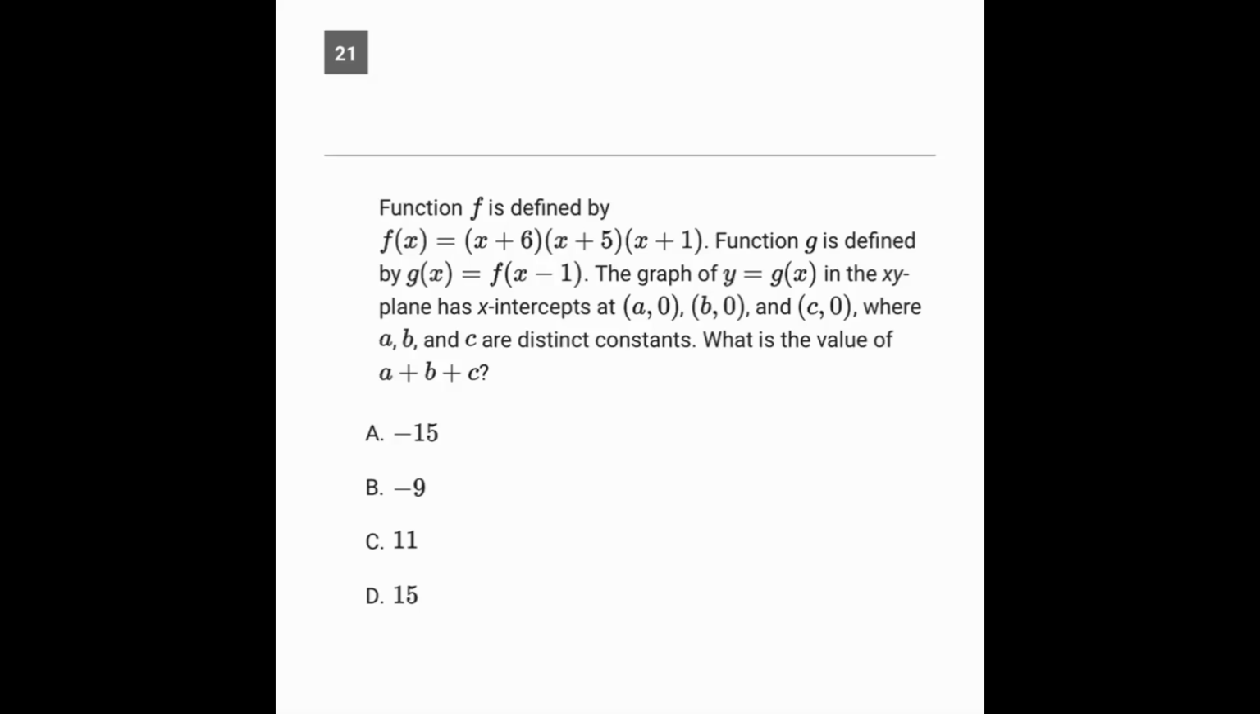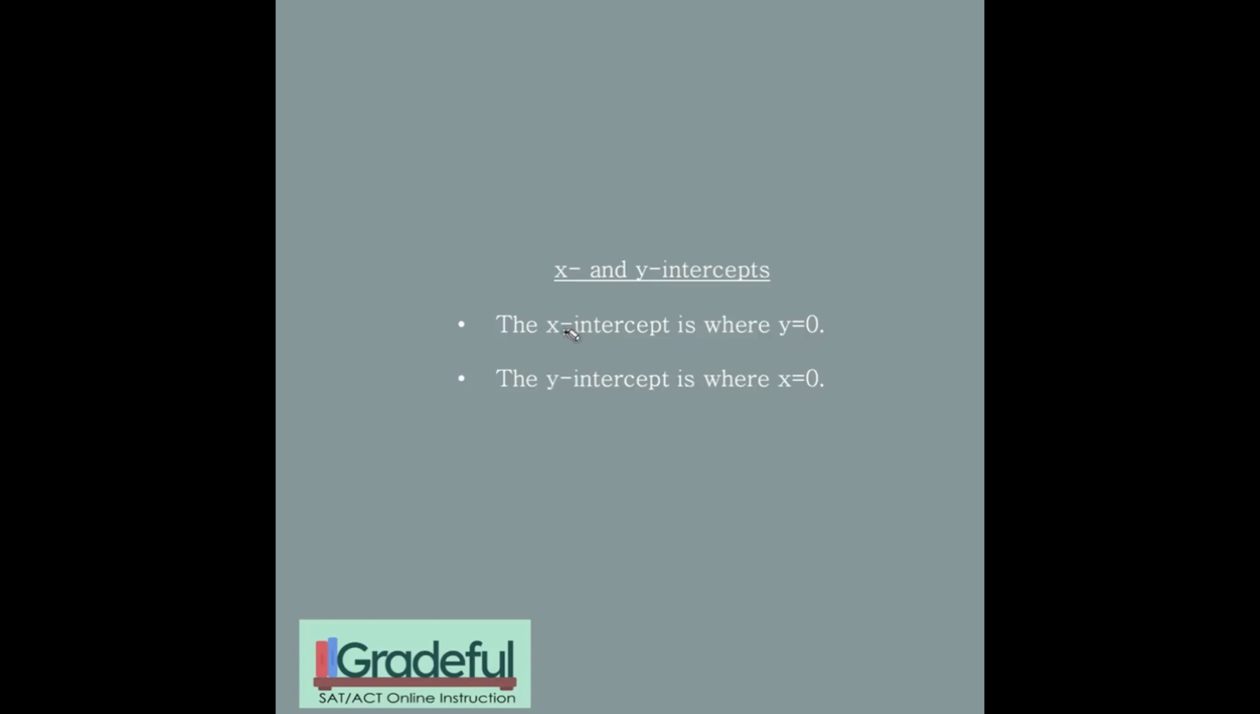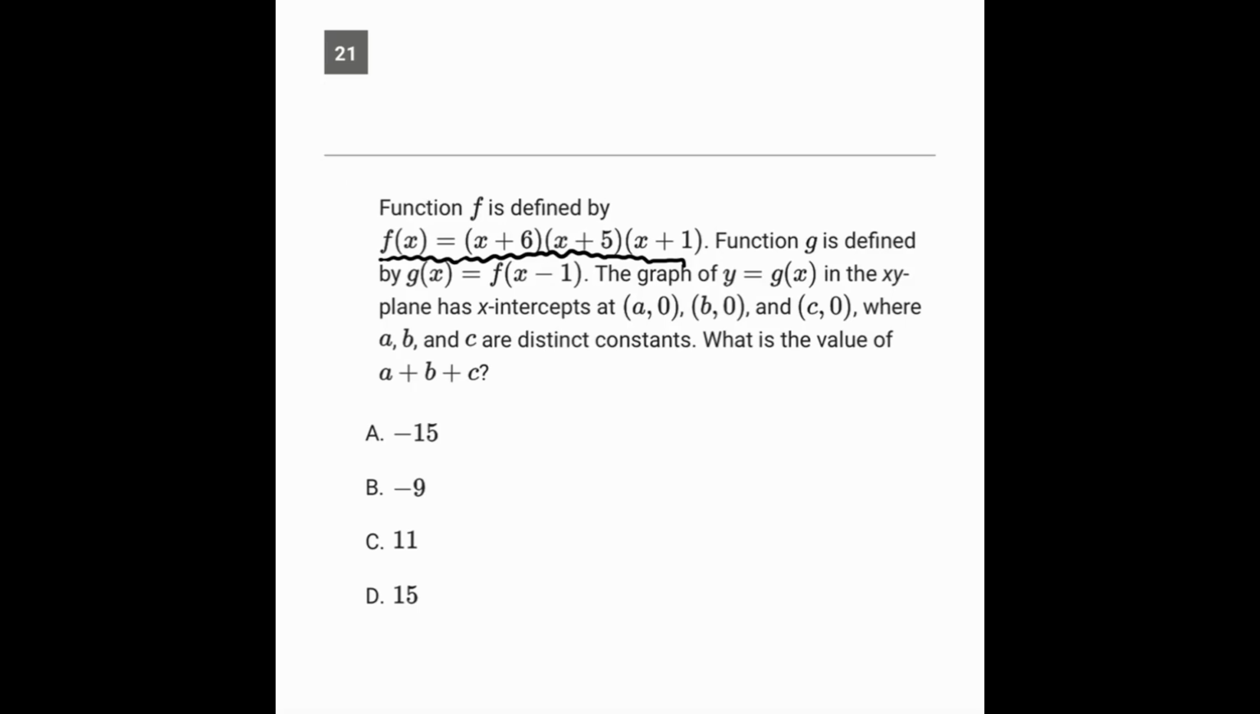Now going to question number 21. Here we have the original f of x function, and looking right at that, we already know what the x-intercepts are. The reason is that your x-intercept is the place where y is 0. By the way, the y-intercept is also where x is 0. So if we imagine that y is 0 for the original f of x function, then we would have something that looks like this.